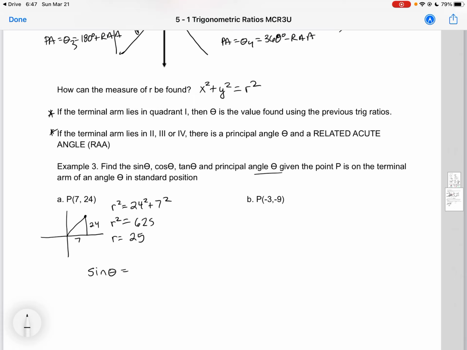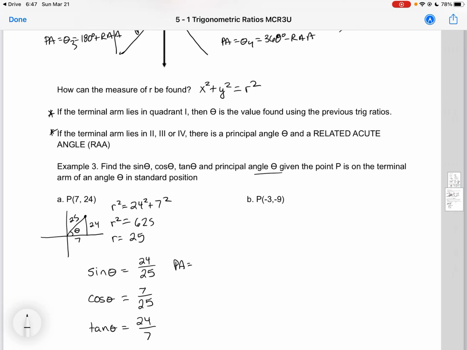We can find sine theta, which I should label right here, is my opposite over my hypotenuse. My cos theta is my adjacent over my hypotenuse, and my tan theta is going to be the opposite over my adjacent. The last thing that I'm asked to do is to find my principal angle, so I actually want to know what theta is.